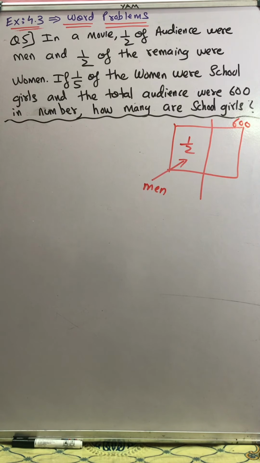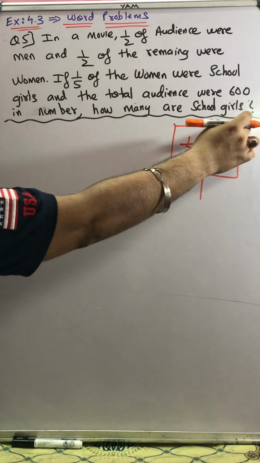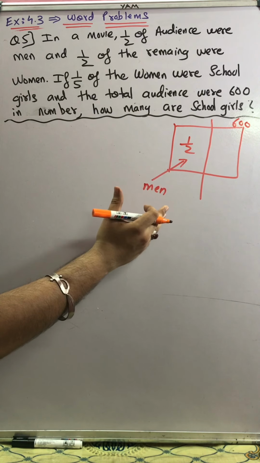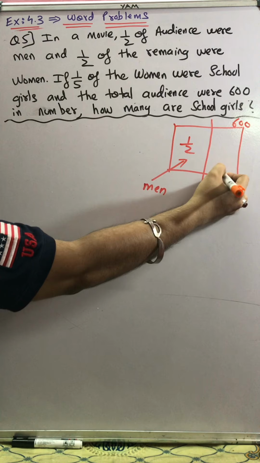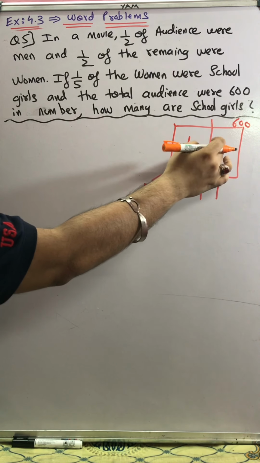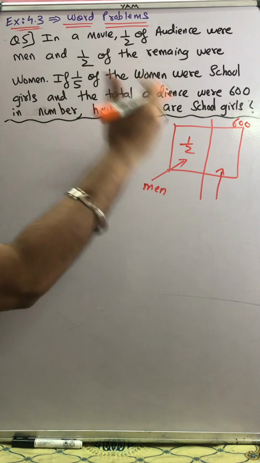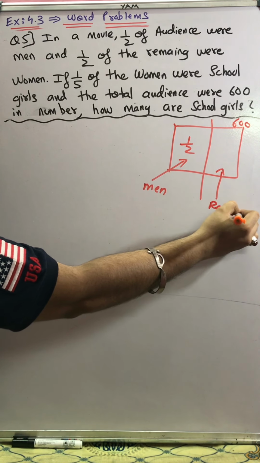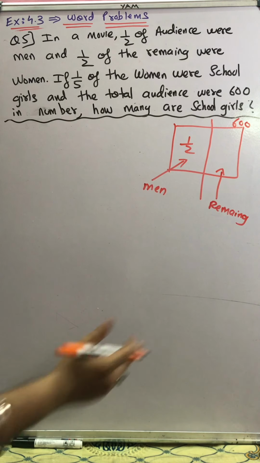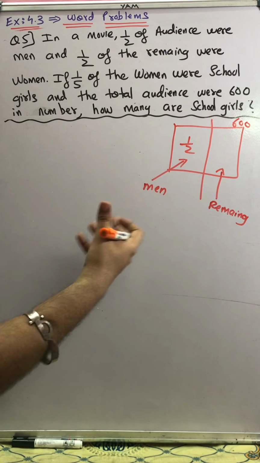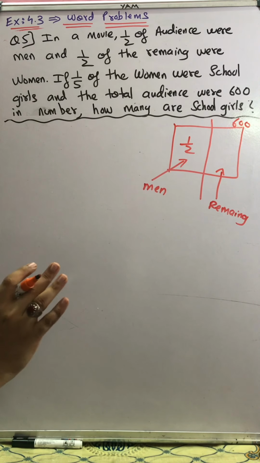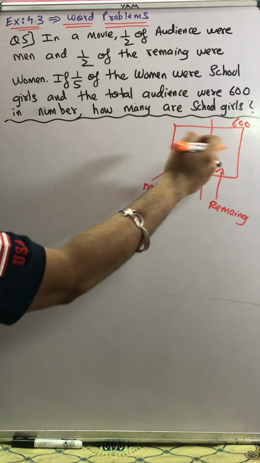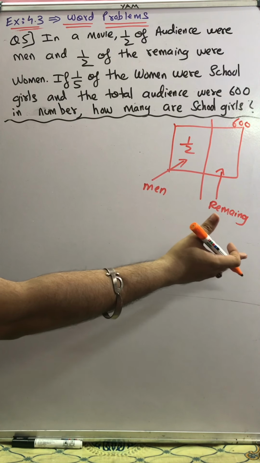Students, pay attention carefully to my words. If this box is my complete auditorium with 600 people here and half of them are men, can I say these people over here are the remaining? Total there are 600 people, half of them are men, so these are remaining. I can call these people the remaining. Why am I using the word remaining? Because it's there in the question, that's the reason. Out of this complete box, if half are men, this part will be called the remaining one.